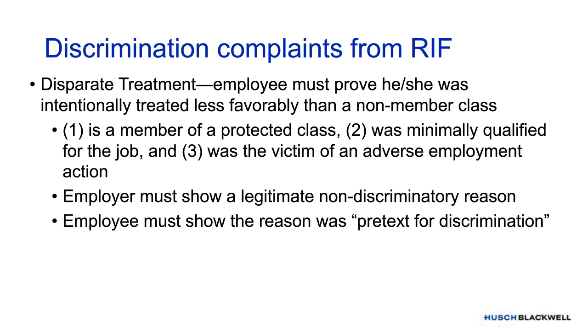The first is disparate treatment. In disparate treatment claims, the employees must prove that they were intentionally treated less favorably than an individual who is not within their same protected category. So to do that, the individual has to prove that they're a member of the protected class, that they were qualified for their position, that they've suffered an adverse employment action, and that that adverse employment action was because of their status in the protected category. So the defense to that is that the employer or the institution would show that they have a legitimate non-discriminatory reason for selecting the employee for the RIF, and that it is not a pretext for discrimination. So what we always recommend is that once you've selected your individuals, you want to go through and look at the likelihood that there could be these discrimination complaints.